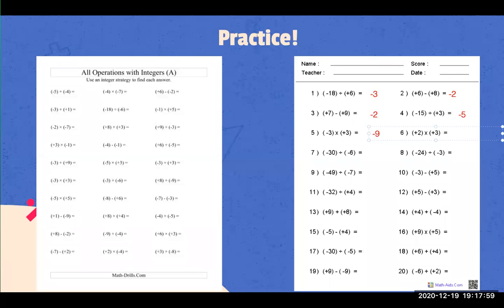Negative 5 and positive 5. This is actually a multiplication sign. Can you guys see that? Yeah, I could see it. Positive 6. Yeah, good job. Okay, so we're gonna go on to number 7. Neil, you can do number 7.